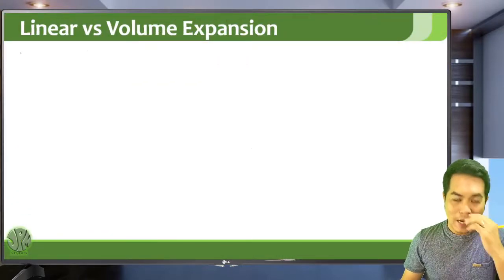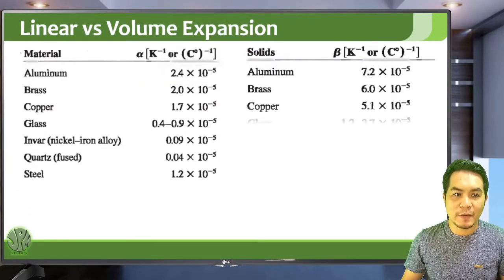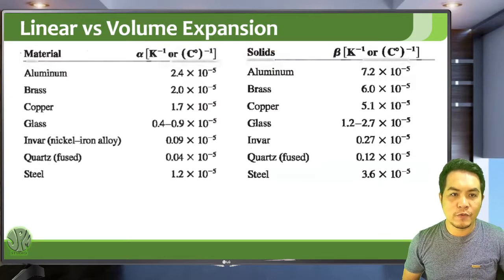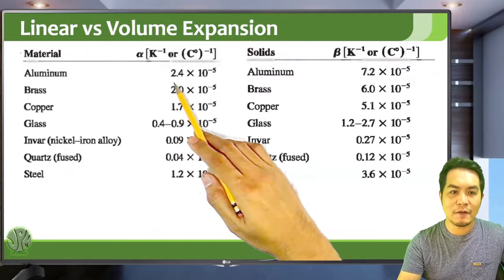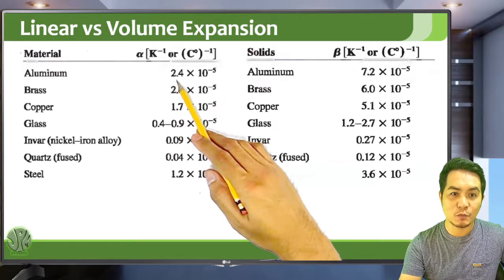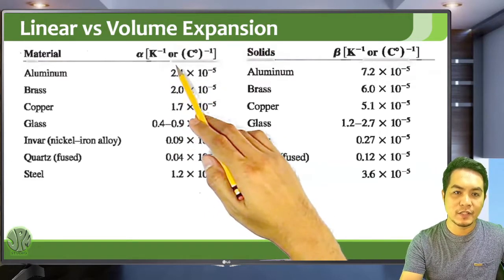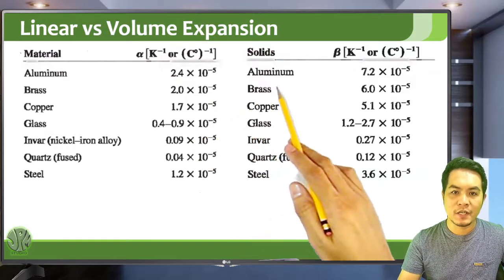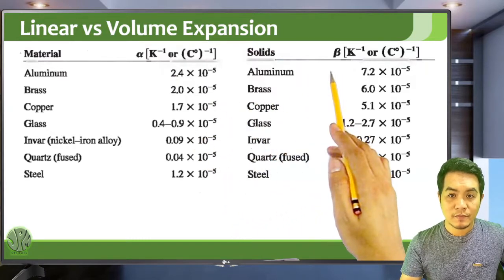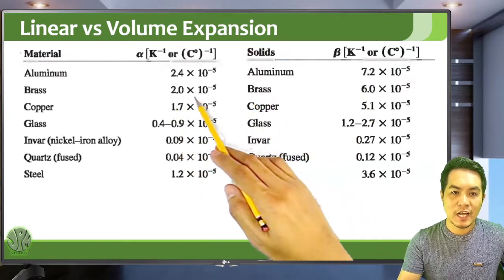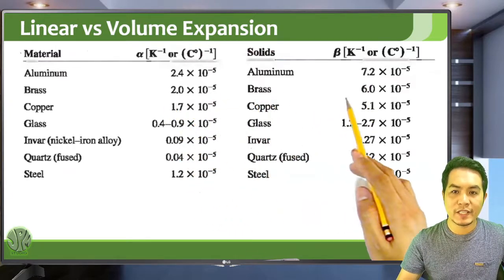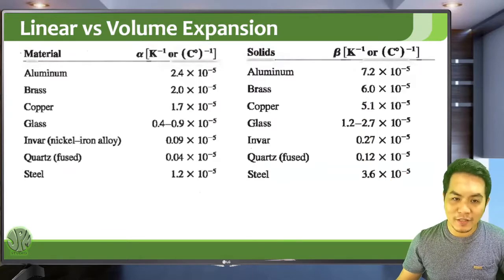So let's compare the table for the coefficients of linear expansion and volume expansion, so alpha and beta. You will notice a pattern here. For aluminum, its alpha is 2.4 times 10 to the negative 5 Kelvin inverse or Celsius degree inverse, but its beta is 7.2. For brass, its alpha is 2 and its beta is 6.